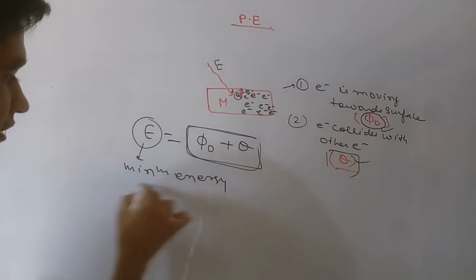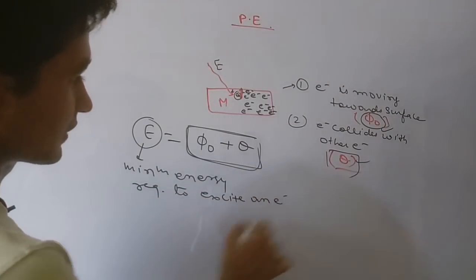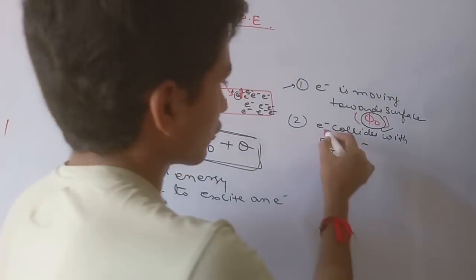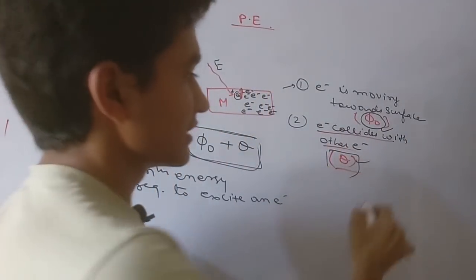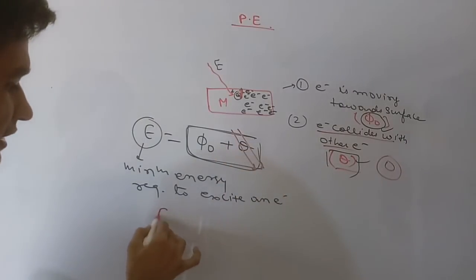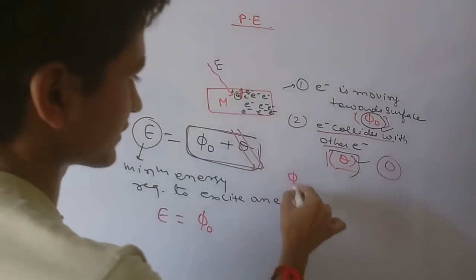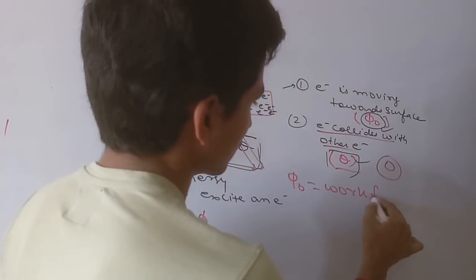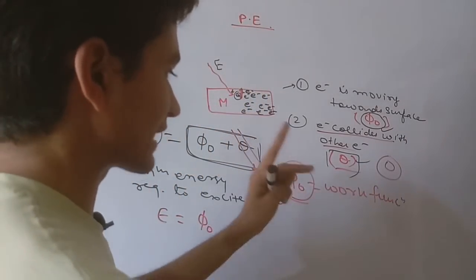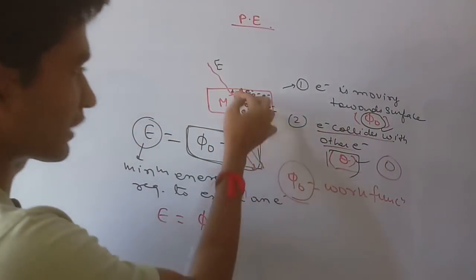So this is the minimum energy which I was talking about. This is the minimum energy required to excite an electron. Clear? But in ideal conditions we assume that the electron does not collide with other electrons and the energy wasted is 0. So this factor will not be useful for us. So directly E minimum is known as phi naught, and this phi naught is known as the work function. This is your minimum energy required to excite an electron without any collision with other electrons.